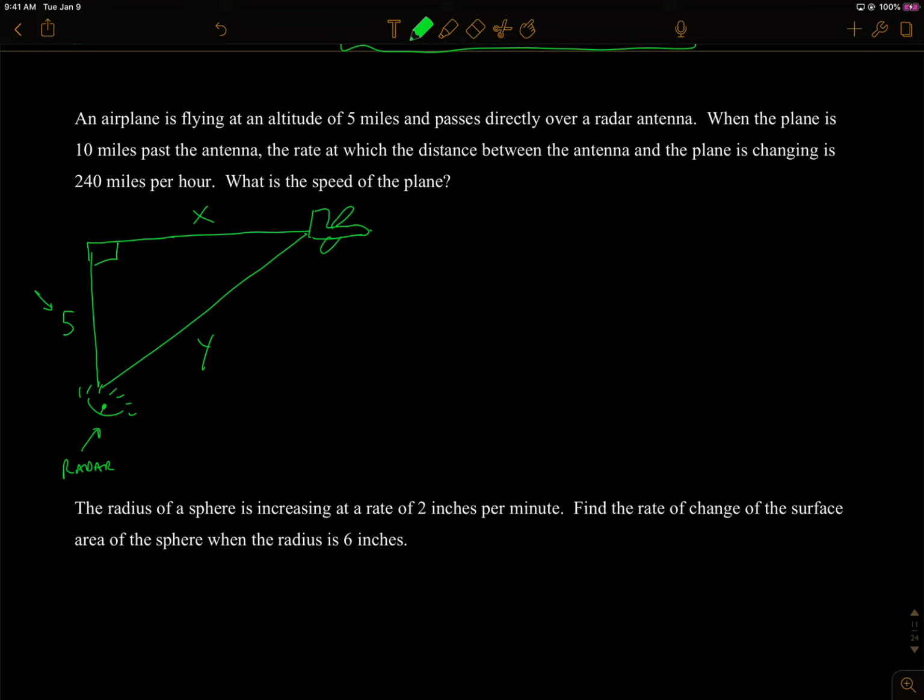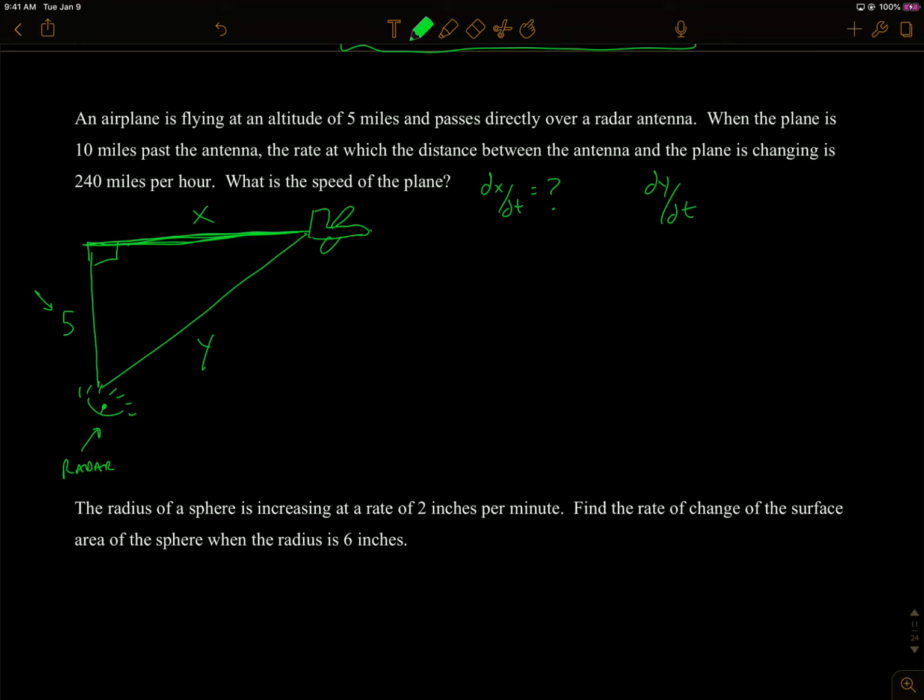So then I've got the distance from the radar station to the plane. That's also changing, so I'll call that distance y. They want to know what is the speed of the plane. So that means what is the rate at which this length is changing. That's the same direction the plane's going, right? So dx dt is what we're looking for. We must need to know dy dt.